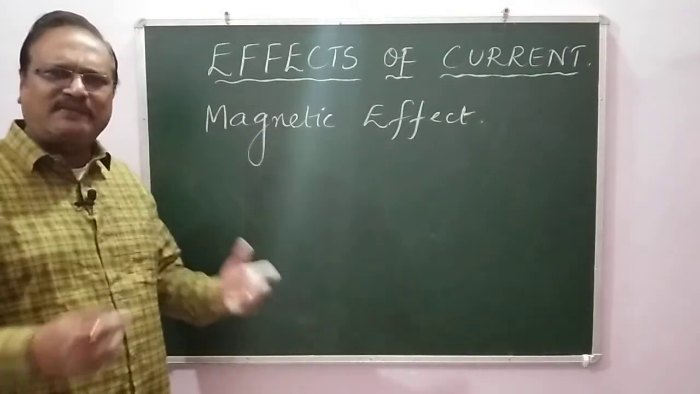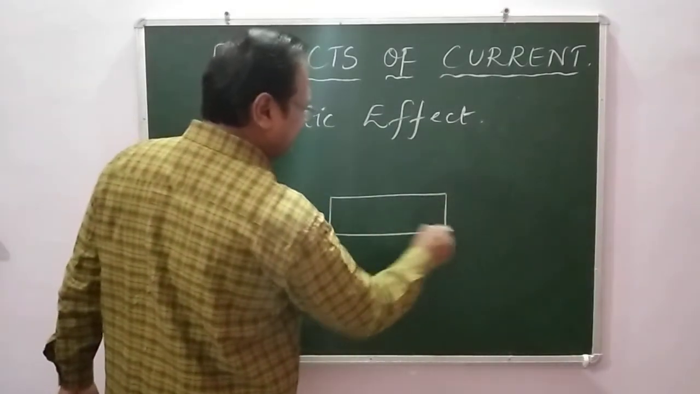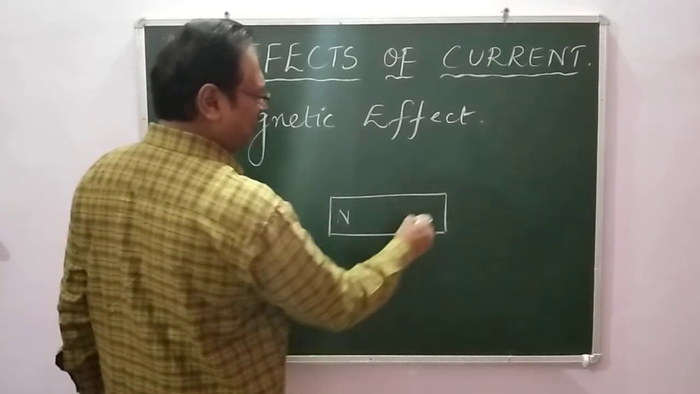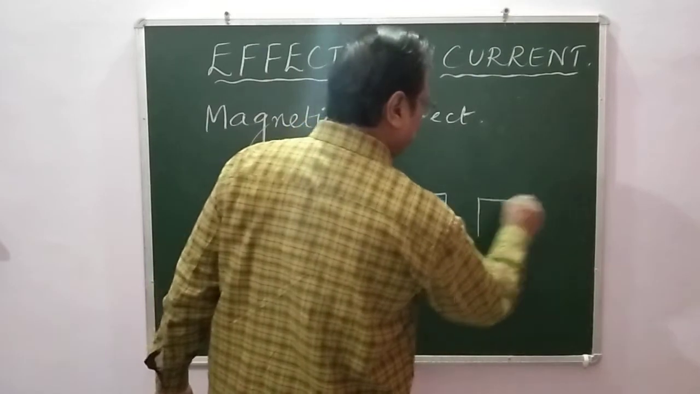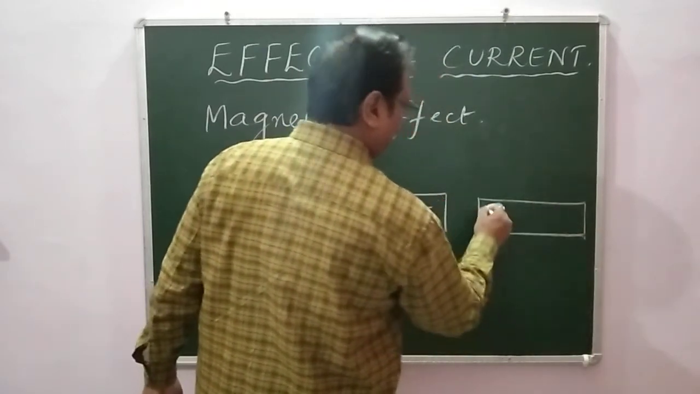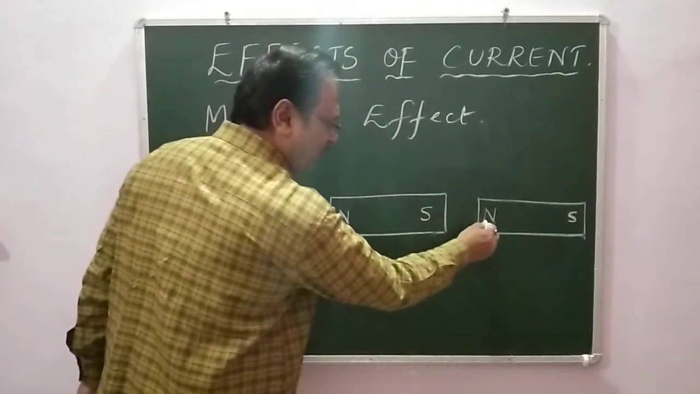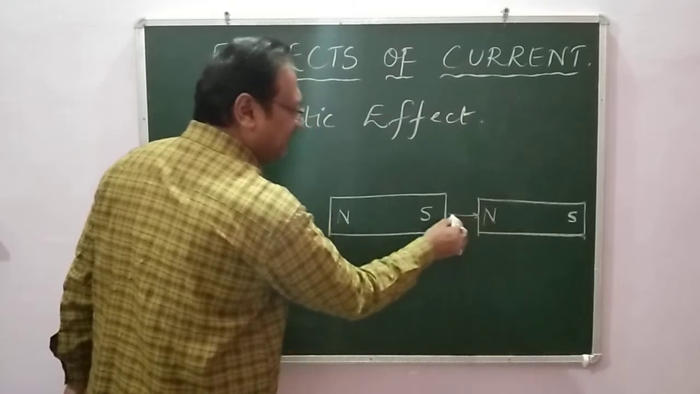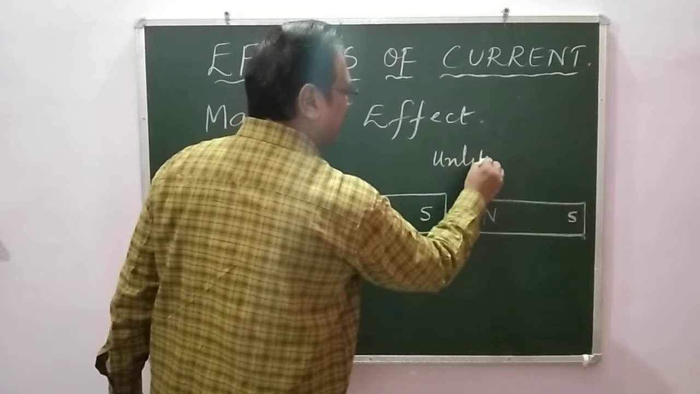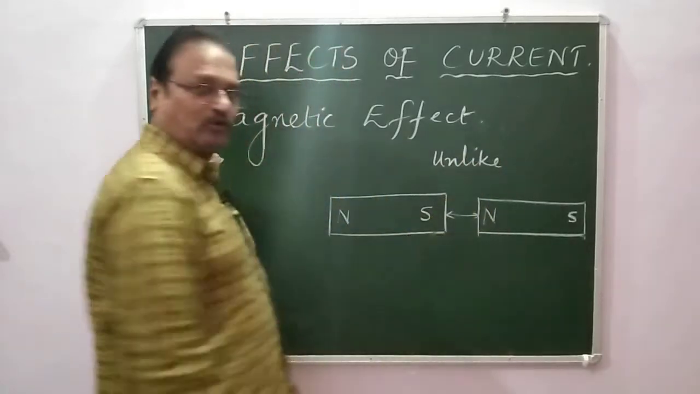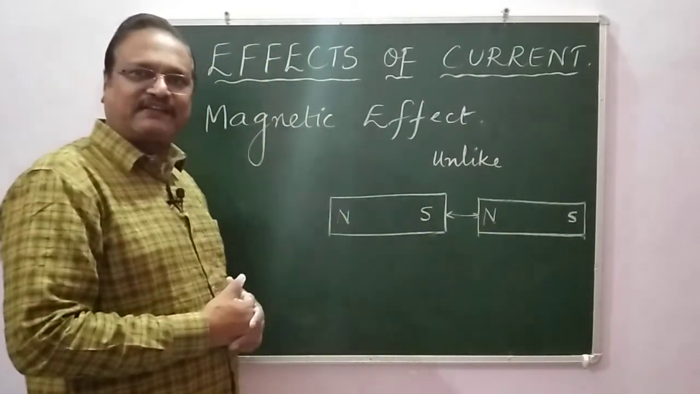Magnet. Do you know what a magnet is? You have seen in your lab, a small piece like this with a north pole and south pole. And you used to have another magnet. When I bring the north pole and south pole like this, south pole, north pole, unlike poles, they will attract. Unlike poles, they are not the same. South pole and north pole will attract, and north pole and south pole will attract.